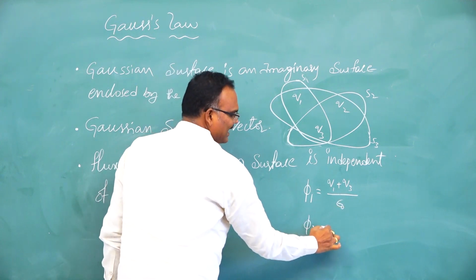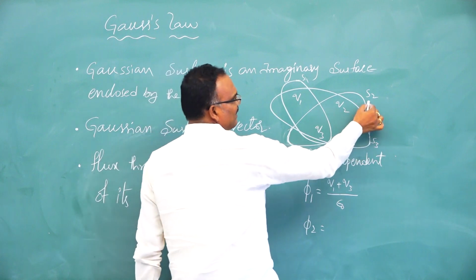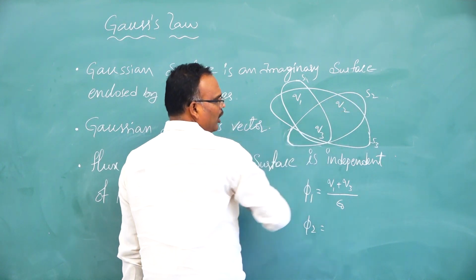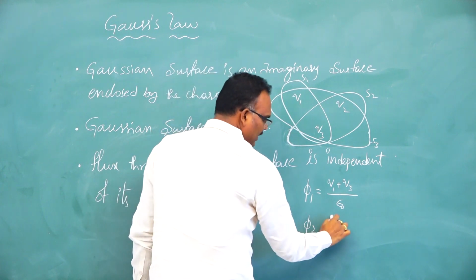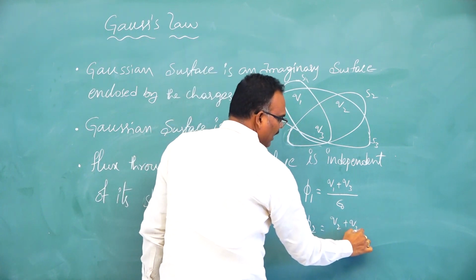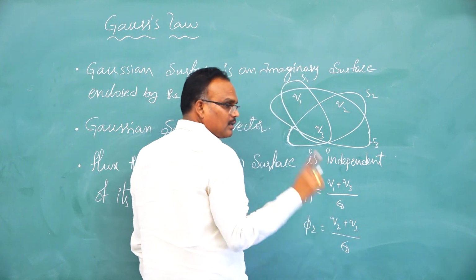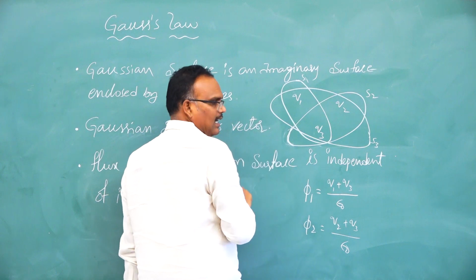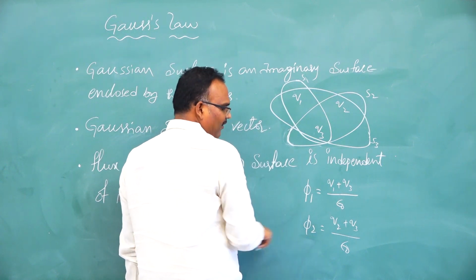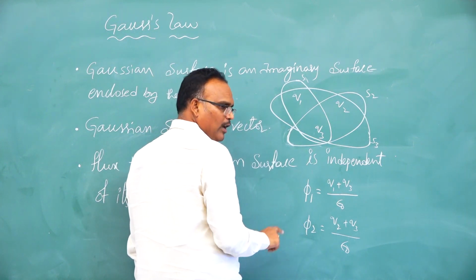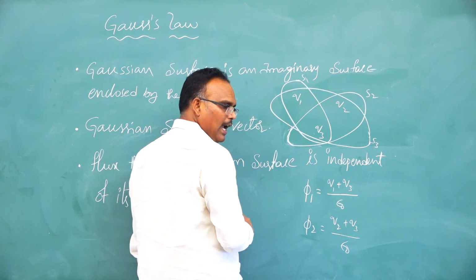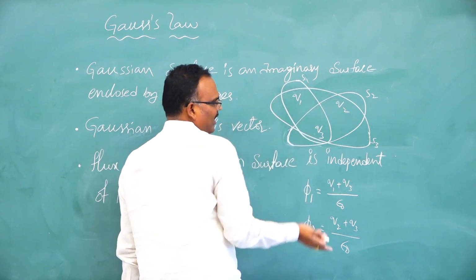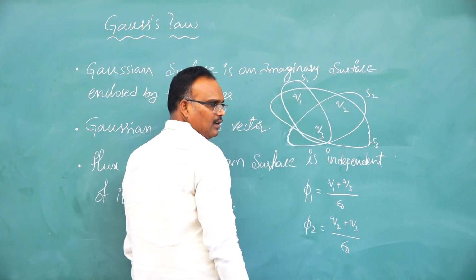Flux through second surface. Second surface means this one, this surface. Here we have only Q2 and Q3 in it. So that's why that is Q2 plus Q3 divided by epsilon naught. See, here you have to observe very carefully the sign of the charge, because we are calculating flux. Flux is a scalar quantity, we know. Okay, so we must take sign of the charge, but here all three are positive, fortunately.